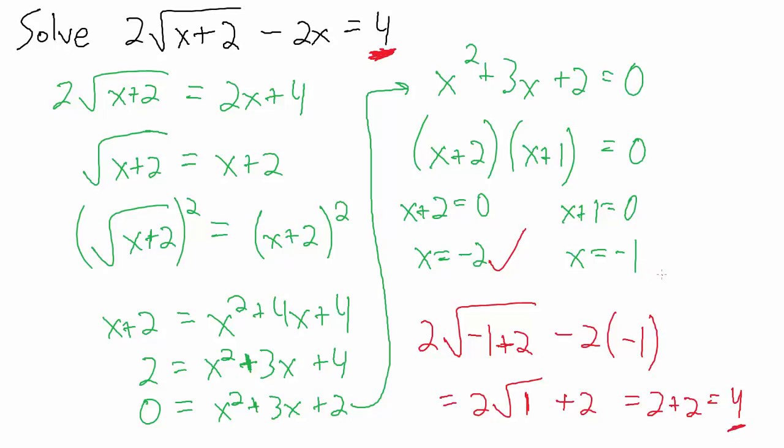So unlike the previous example, if you saw that, we actually don't have any extraneous solutions, so both solutions work. So x equals negative 2 and x equals negative 1 both do work. So the solutions then to this equation here are x equals negative 2 and negative 1. And that is another example of solving a radical equation.